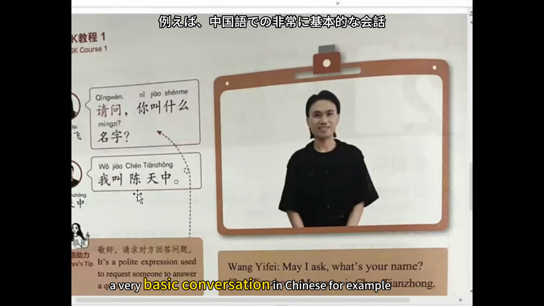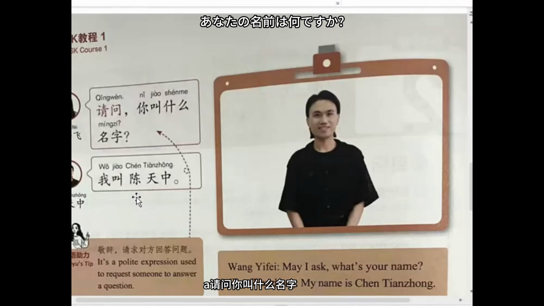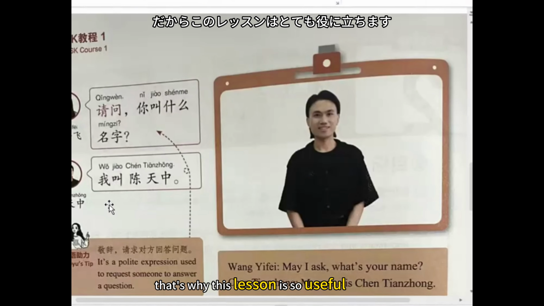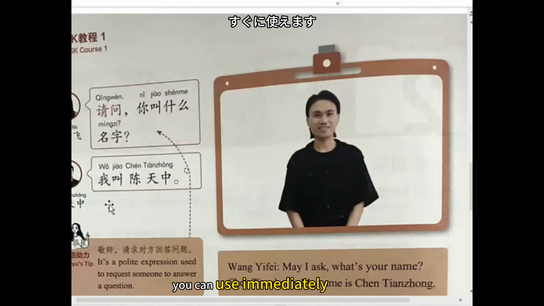For example, A: 请问你叫什么名字? B: 我叫 Anna. A: 请问你叫什么名字? B: 我叫 David. So you can replace the Chinese name with your own name or your Chinese name. That's why this lesson is so useful. You are learning something you can use immediately.